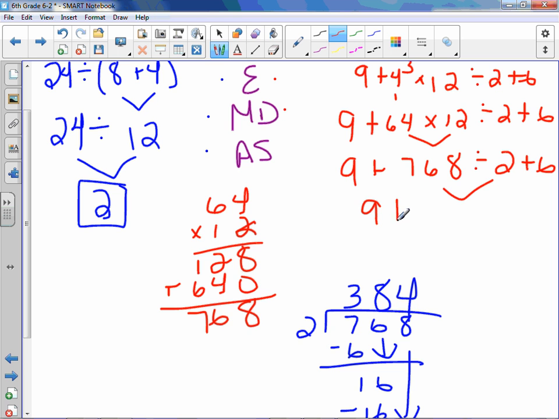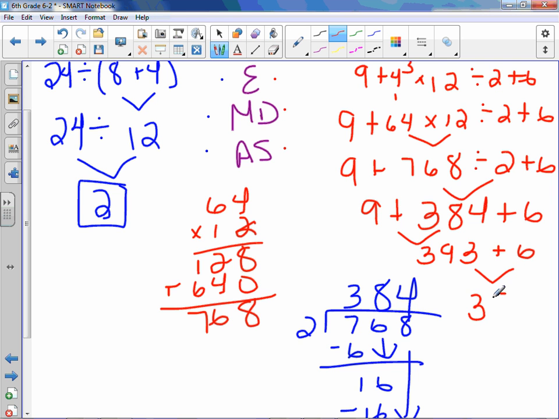So 9 plus 384 plus 6. No more multiplication or division, so let's take care of our addition and subtraction from left to right. 9 plus 384 is 393. Bring down the plus 6. And 393 plus 6 is 399.